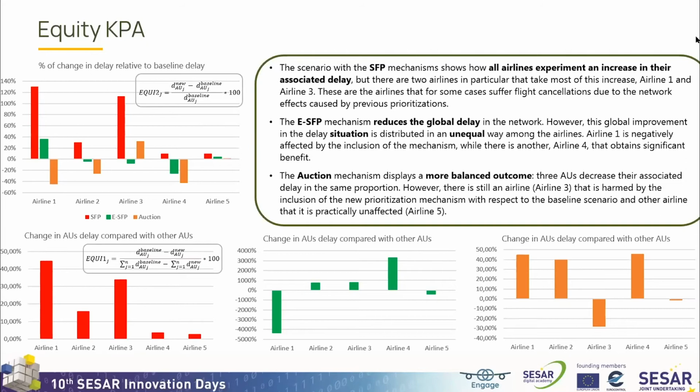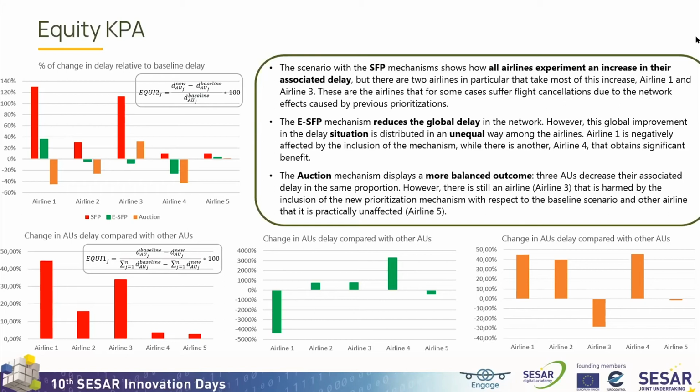Finally, the equity KPI shows two different metrics. Here we have the percentage of change in delay relative to baseline delay and the change in airspace users' delay compared with other airspace users' delay. Here you can see that the metrics are disaggregated by airline and also that they are measured against the baseline scenario, which is considered the best equitable solution.